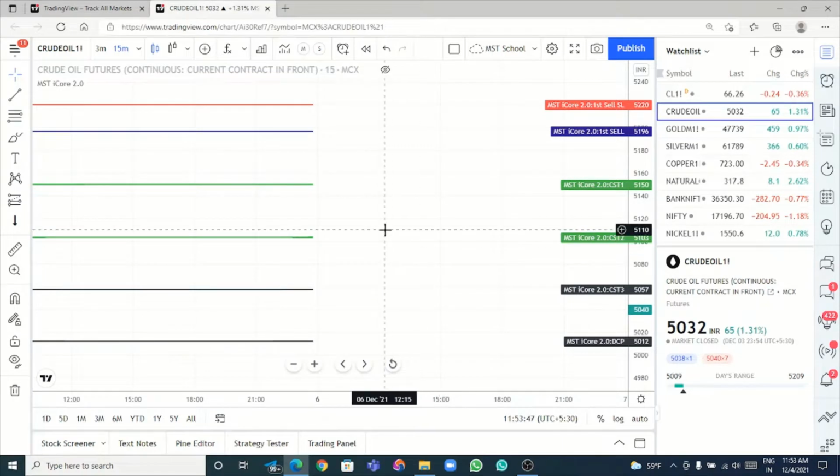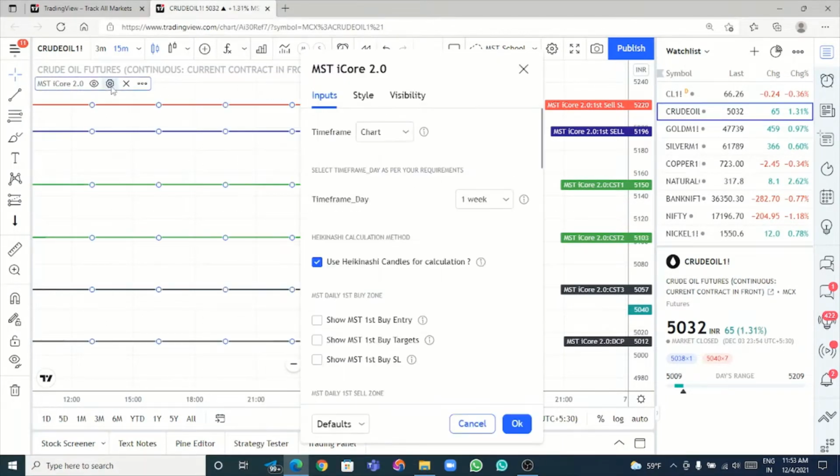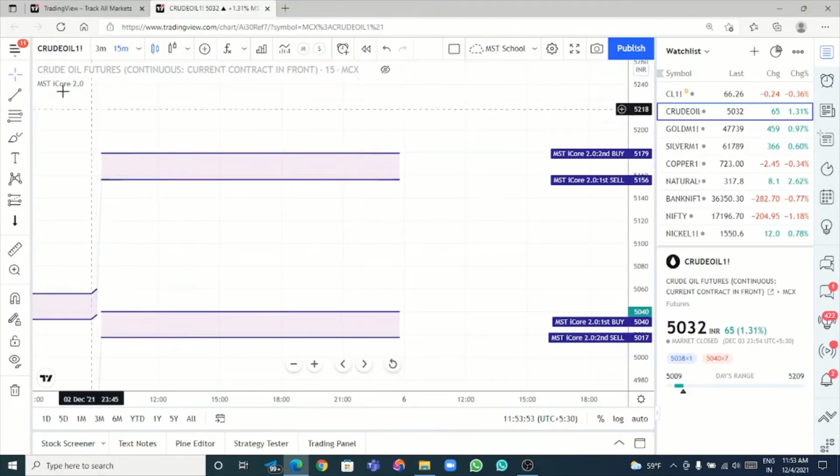Today let us see the performance of yesterday using our MST School of Trading indicator. Initially, once again I teach you from scratch. You just type your website name, tradingview.com. If you are using your mobile phone, just open your TradingView app.